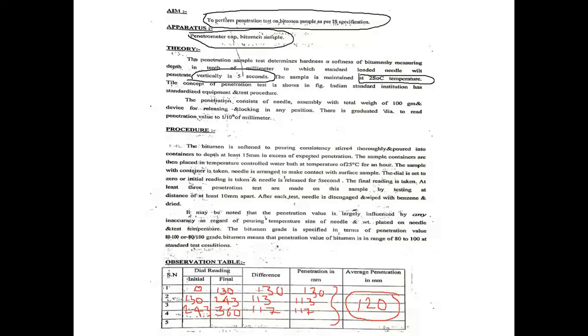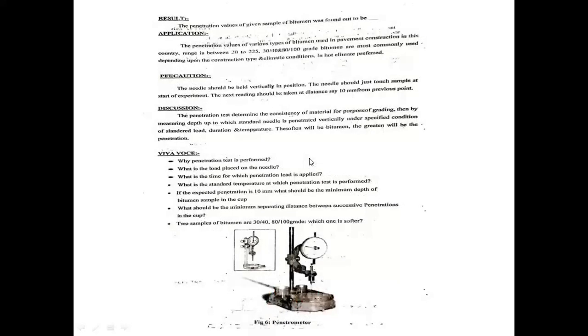So this will be our penetration value. Let's move to the next slide. Now see what to write in the result. The penetration value for the given sample of bitumen was found to be 120 millimeter. Generally, the range of penetration value for different types of bitumen is, you can read here, 20 to 225.